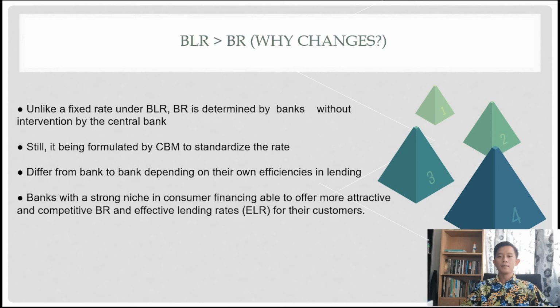How does CBM formulate the formula to standardize the rate? By calculating the commitment of the customer, the current economic position, and so on. It differs from bank to bank depending on their efficiency in lending. Banks could change the rate in the BLR situation before, but now, with the bank rate, banks are using their own creativity to make sure the loans they give are efficient to the lender.